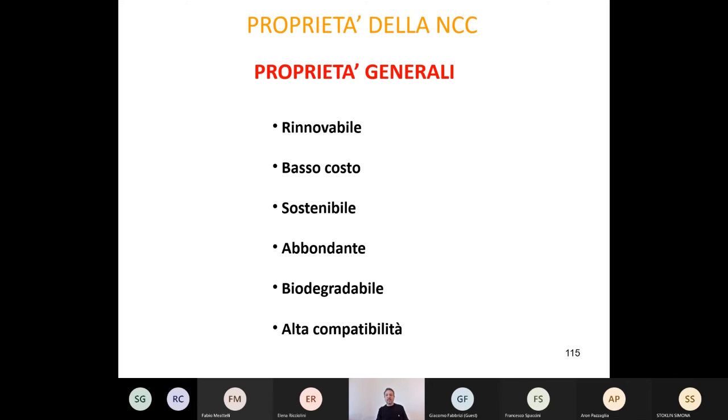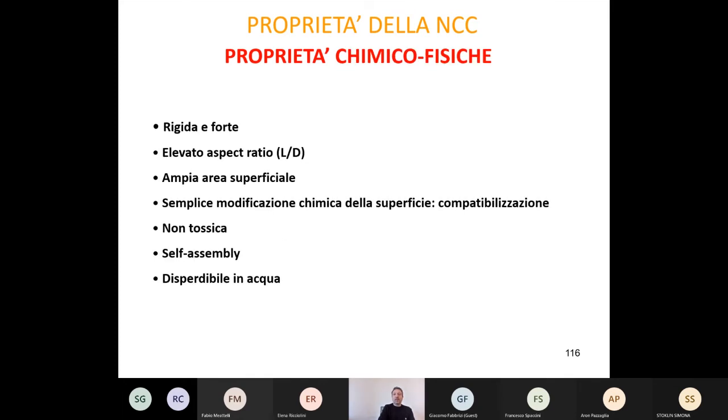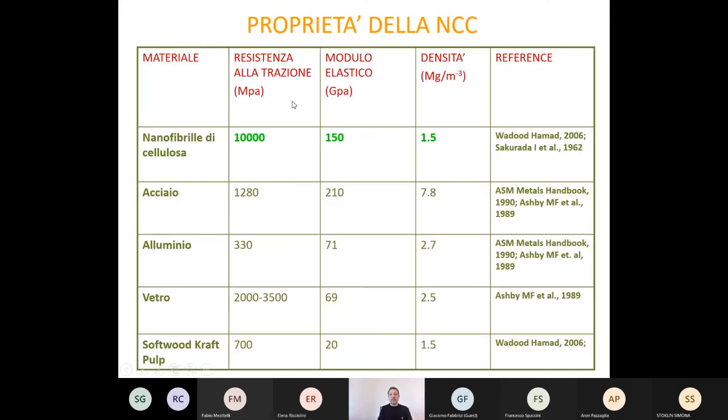So very important chemical physical properties, and here you can see a list. Of course, the resistance is the most interesting aspect. Of course, it's not toxic. You can make a dispersion in water, so other possible applications. And just to see that, for example, it is more resistant than steel. You see, very, very high resistance.